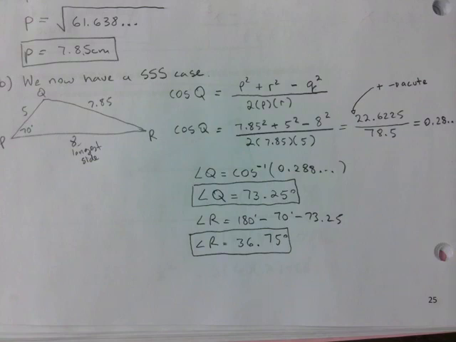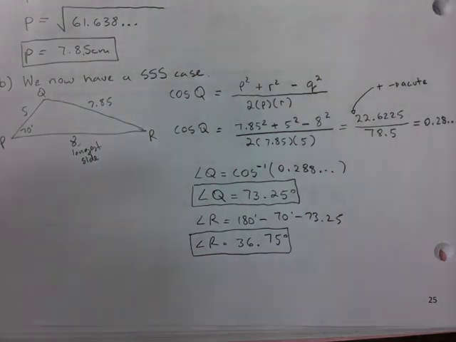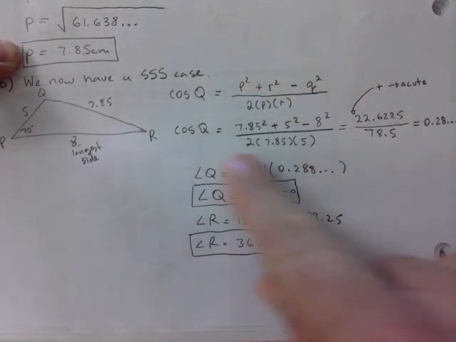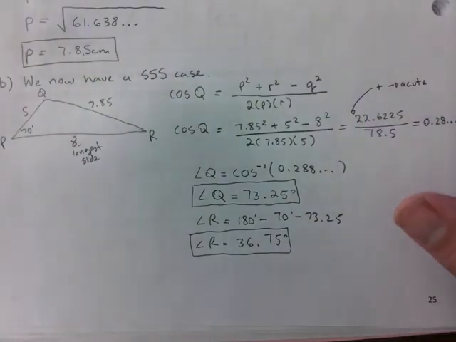Could you use cosine law again to find R? Sure. I would say that's a waste of time, right? So don't do it if you don't have to. We're almost done. So this is cosine law. I mixed up both scenarios in A and B, right? Here I used the SSS formula, and up top I used the SAS formula.